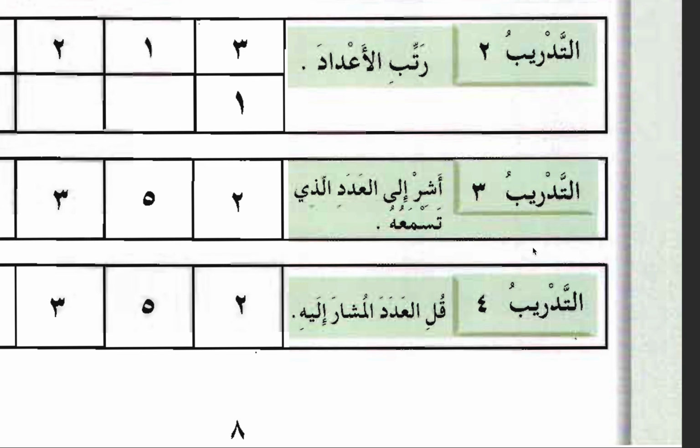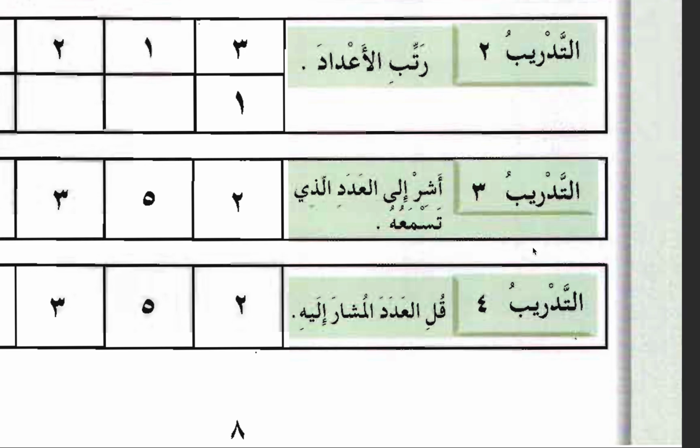So here we have at-tadrib, and it says ashir ila al-adad alladhi tasma'uhu. Okay, so ashir is to point, right, or to just to point. Ila, we know, is to. Al-adad is the number. Alladhi, we didn't get this word per se, but we got allati, and I explained at that time that it's the feminine version of alladhi. So alladhi is the one. Tasma'uhu, that you hear it. So it means you hear it.